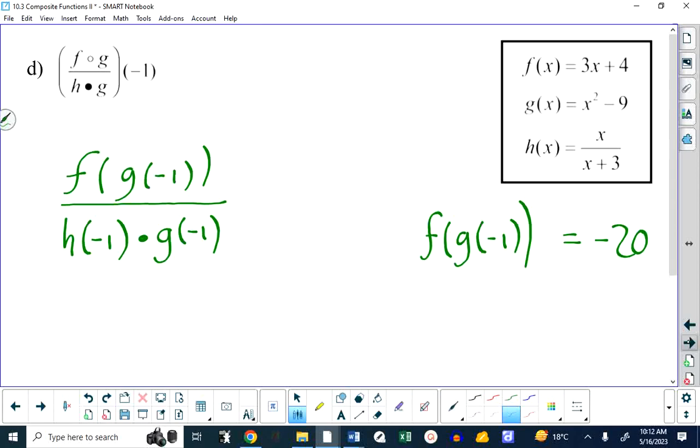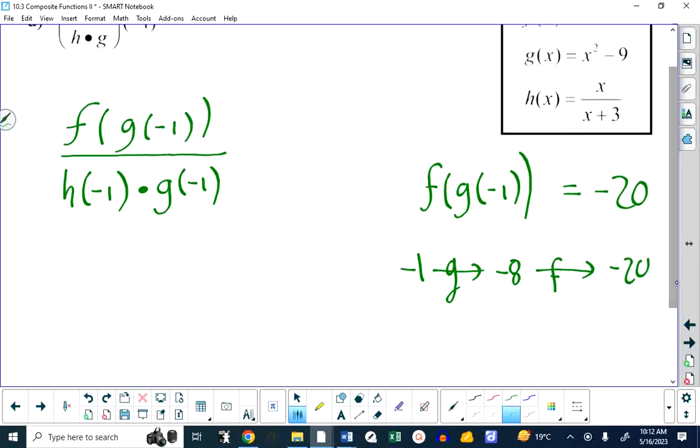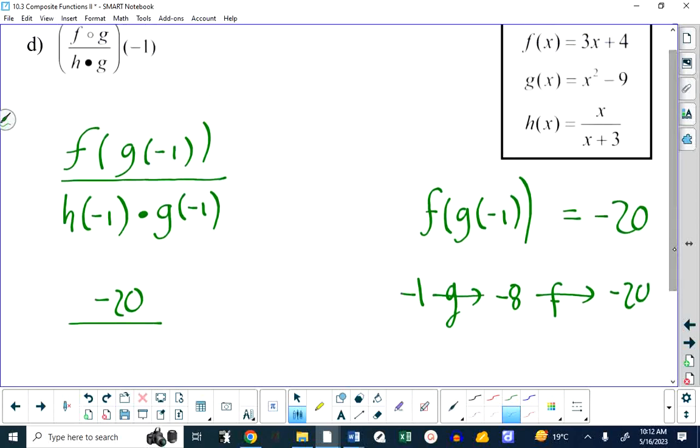I'm getting negative 20. When I put the negative 1 through g, I get negative 8. When I put that negative 8 through f, I get negative 20. So on the top of this expression, we have negative 20. On the bottom, we're going to have h of negative 1. So you're going to put negative 1 in for x here and get negative 1/2, I believe. Good.